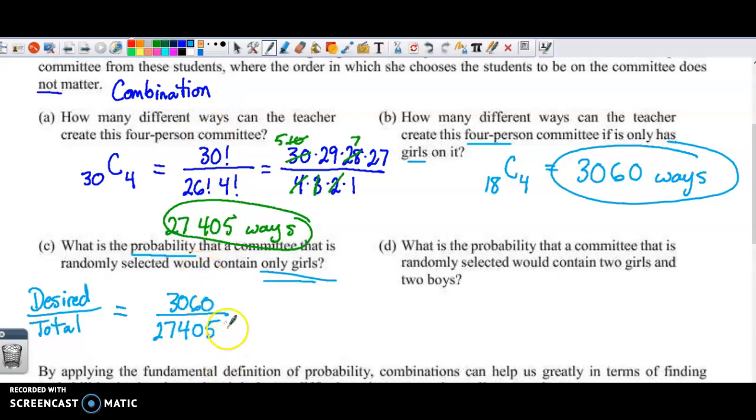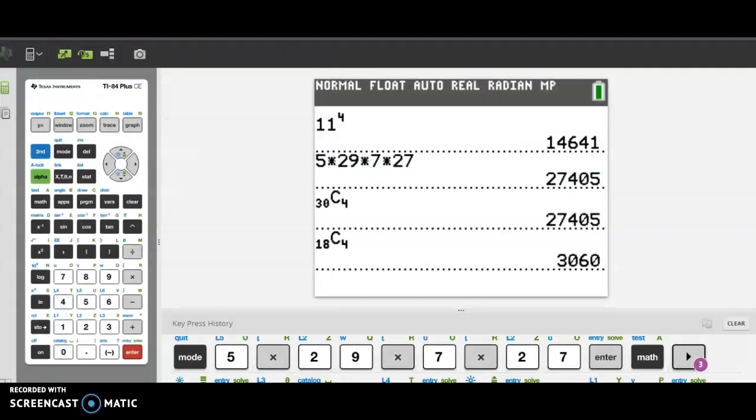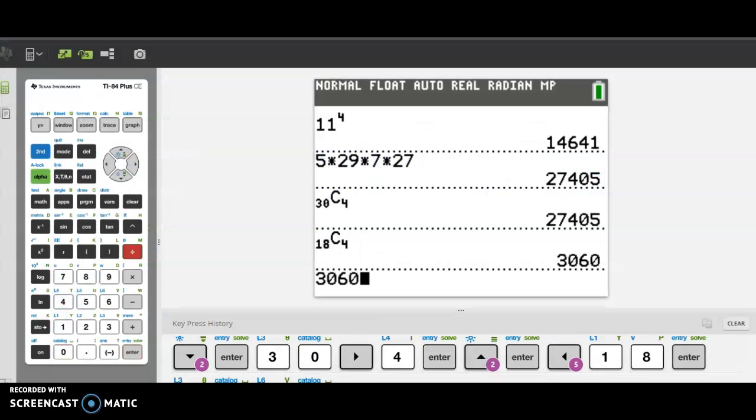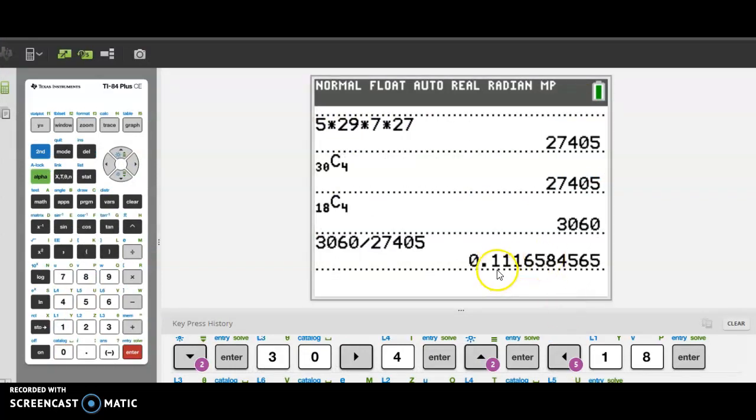And I'm fine if you just reduce this fraction, because I know calculators will reduce. But most people, when they write answers, they'll use decimals. And again, I like 3 decimals.